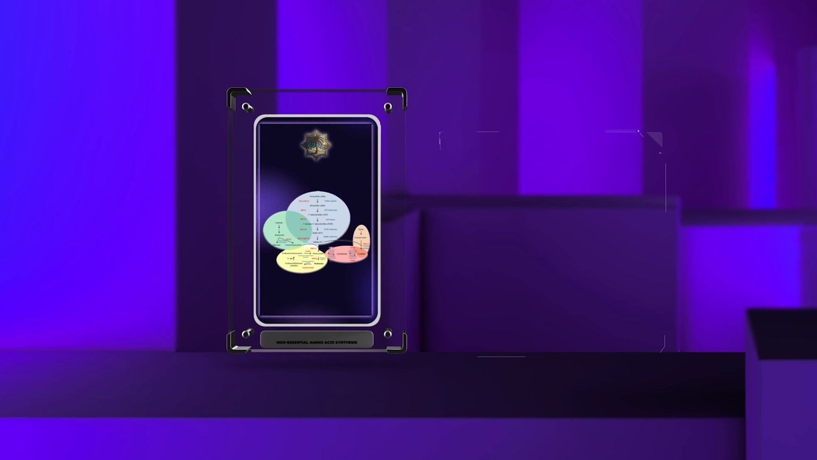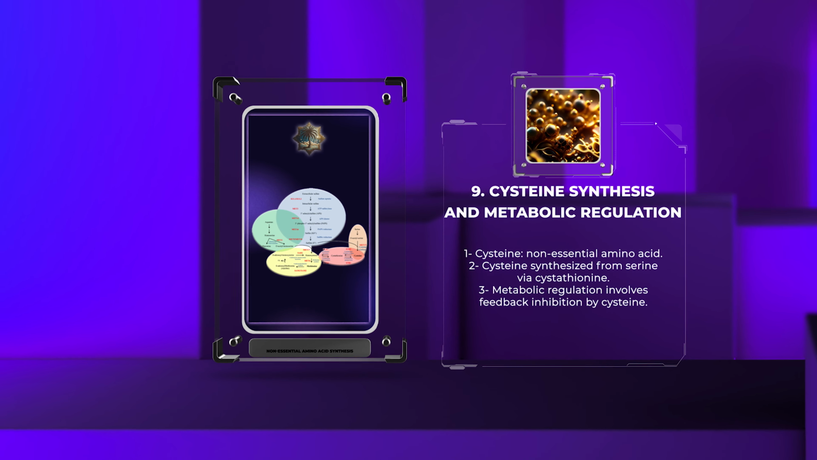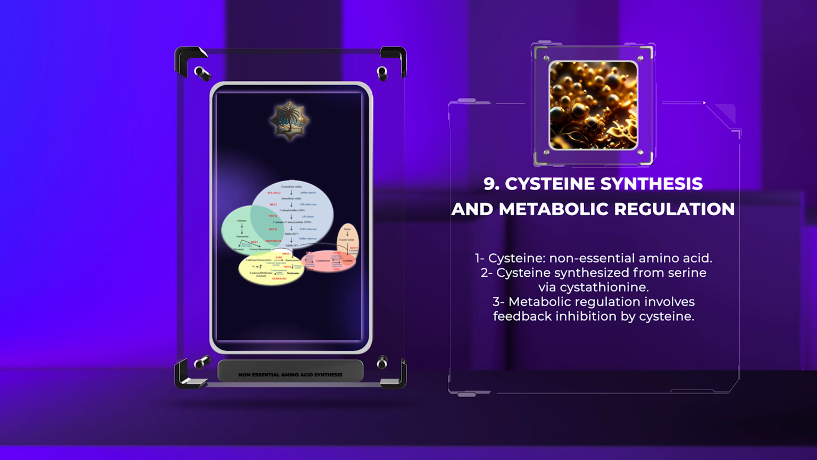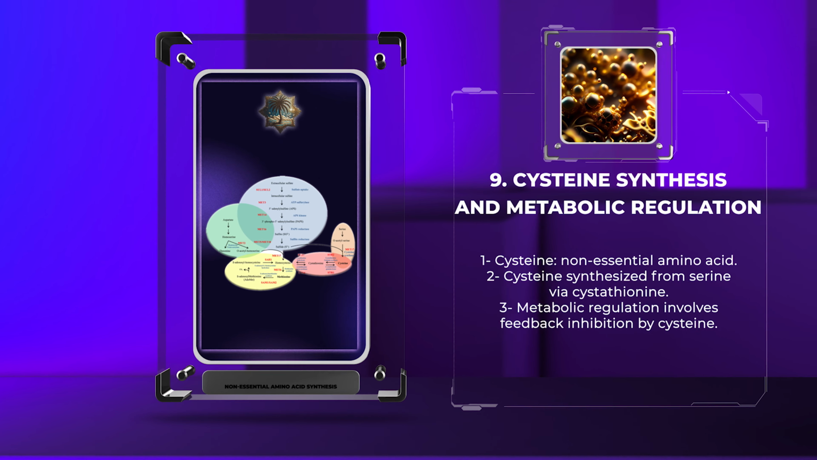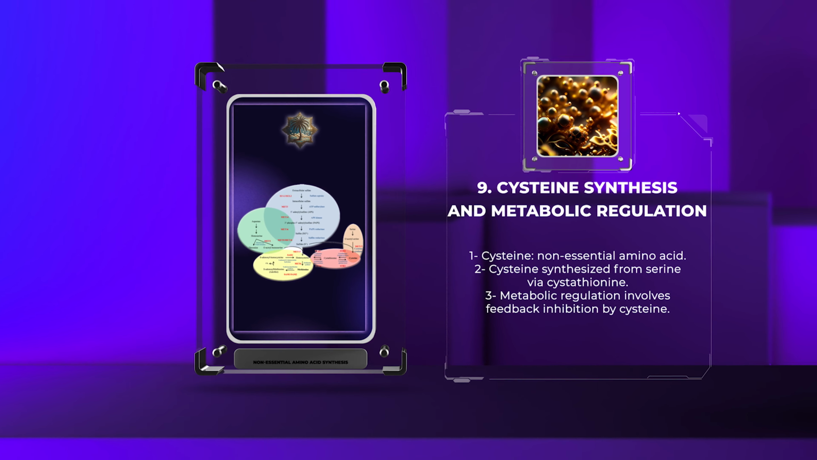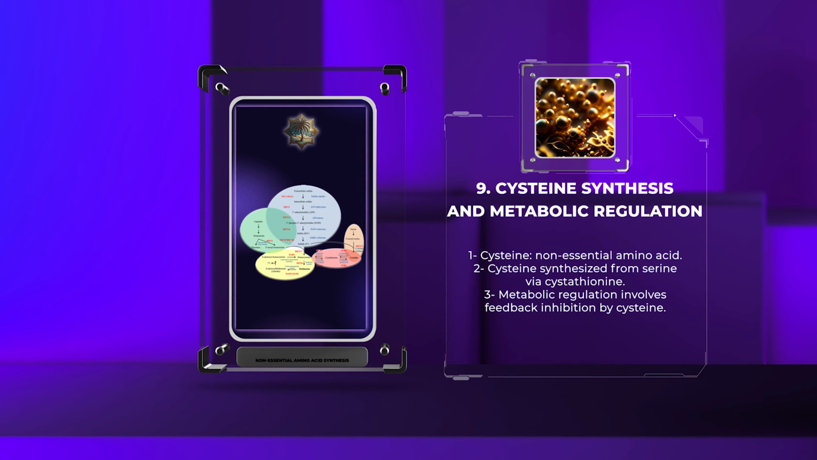Cysteine, a non-essential amino acid, can be synthesized through multiple pathways. One of the key pathways involves the conversion of serine to cysteine via cystathionine. This reaction requires the enzymes cystathionine beta synthase and cystathionine gamma lyase. Metabolic regulation of cysteine synthesis involves the feedback inhibition of cystathionine beta synthase by cysteine itself.